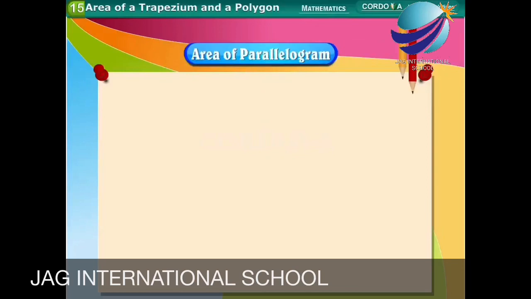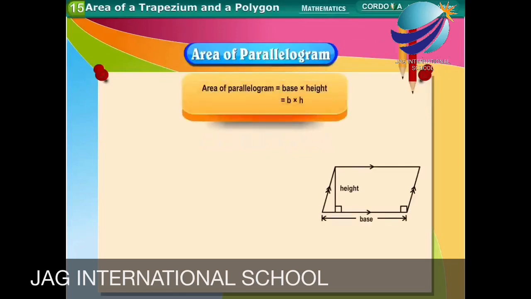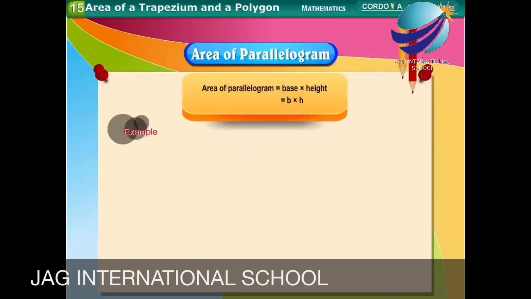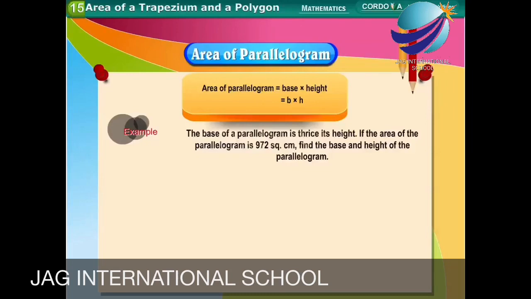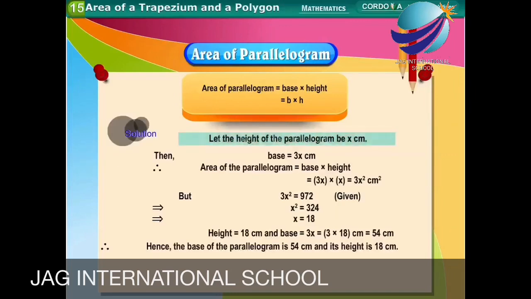Area of a parallelogram. Area of a parallelogram is equal to base into height, which is equal to b into h. Example, the base of a parallelogram is thrice its height. If the area of the parallelogram is 972 square centimeters, find the base and height of the parallelogram. Solution, let the height of the parallelogram be x centimeters. Then, base is equal to 3x centimeters. Therefore, area of the parallelogram is equal to base into height, which is equal to 3x into x, which is equal to 3x square centimeters square.